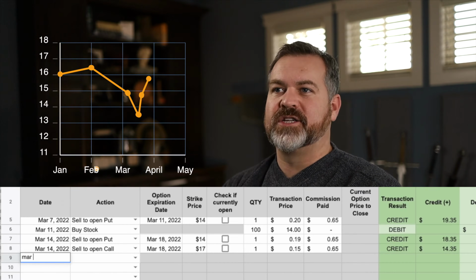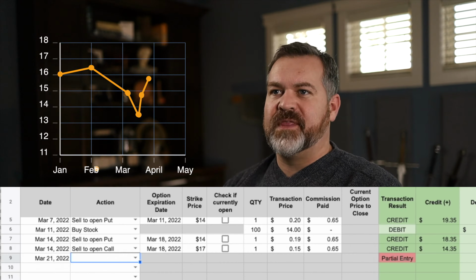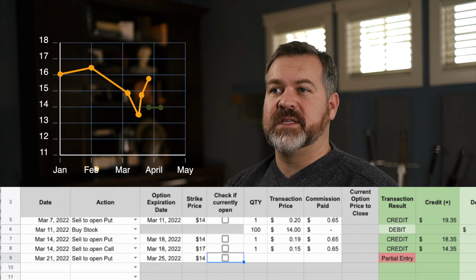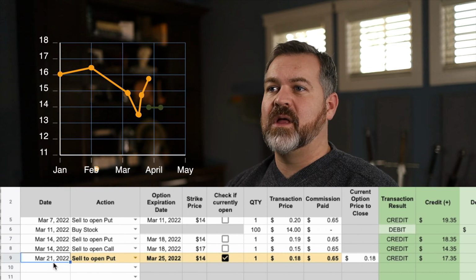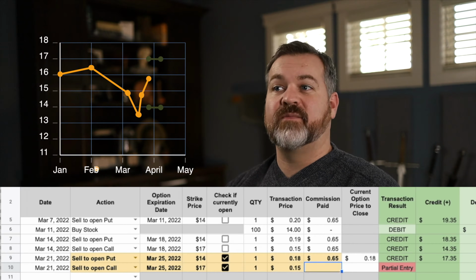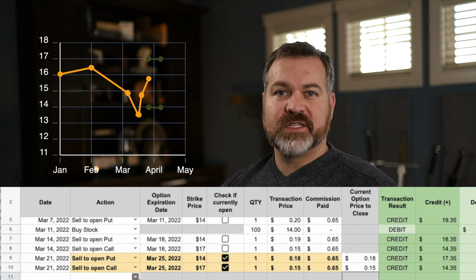So on March 21st, I would then sell to open a put, sell to open a call. And you can see how easy this is. I would just repeat as I go along, doing the same or similar transactions each time as my account grows. And we can just continue along as we go.